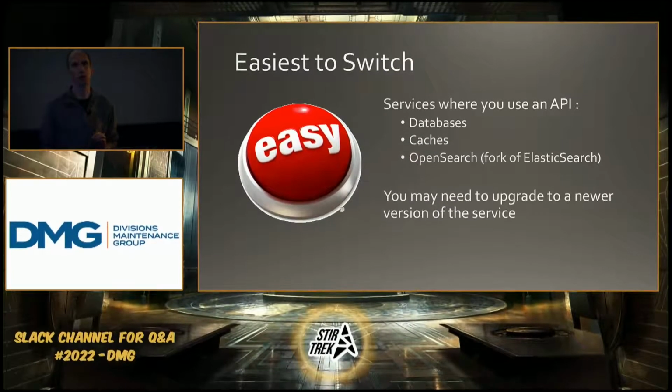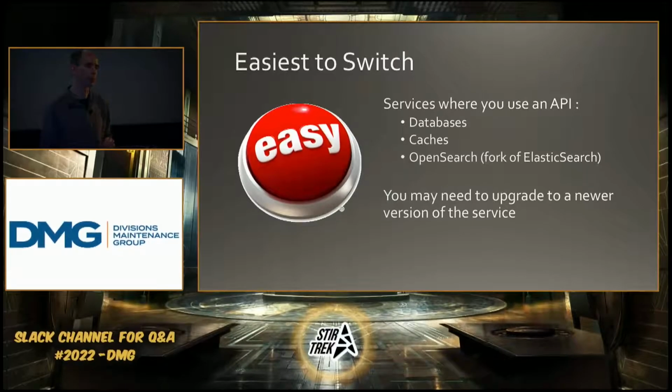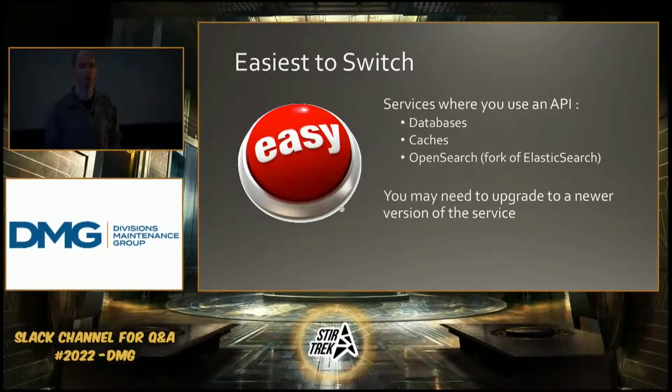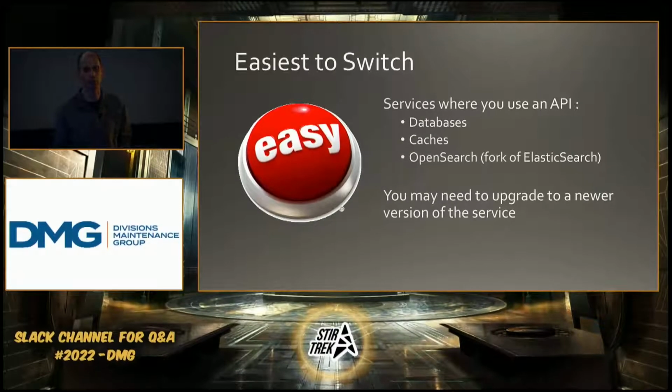Same with caches, or perhaps you're using a REST API with OpenSearch. The only gotcha here is that in the AWS offerings, you might need to upgrade to the latest version before you can actually flip that switch and use the ARM Graviton option. So for example, if you're using a managed MySQL instance, they only offer Graviton on MySQL 8. You can't use MySQL 5.7.